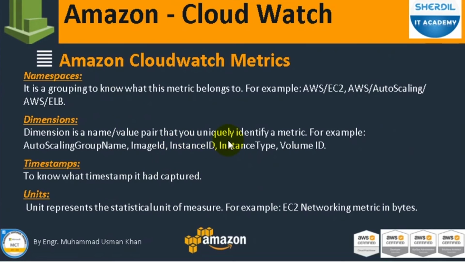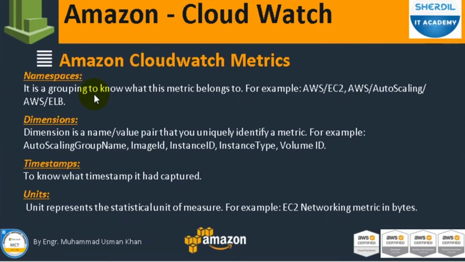Let's have some discussion about the namespace. Namespace is a term for a grouping that tells you what the metric belongs to. For example, EC2 has its own namespace, and under EC2 you will see multiple metrics. So a namespace is considered and mentioned as a service. Each service has different metrics. Like I said, EC2 has 7 pre-selected metrics, and they should be under the EC2 namespace.